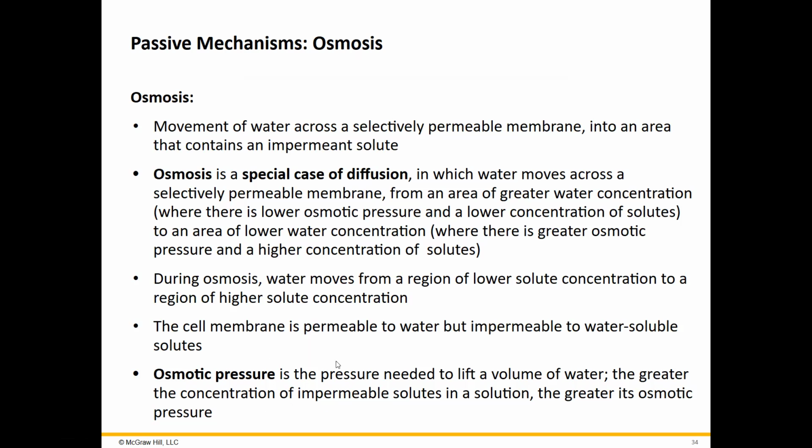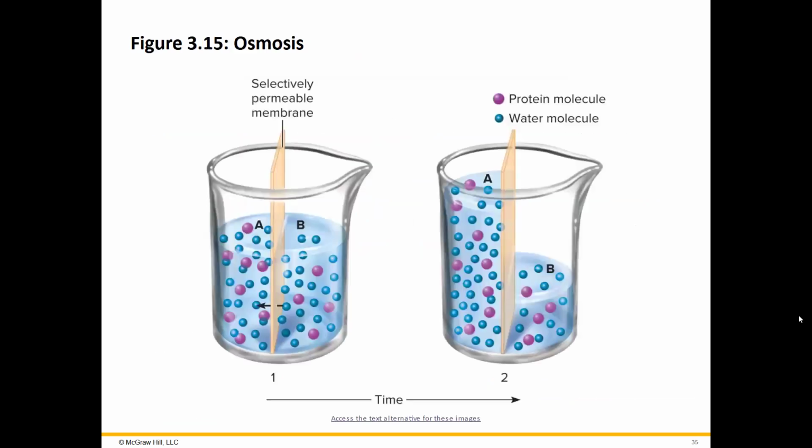So osmotic pressure is the pressure needed to lift the volume of water from greater concentration of impermeable solutes to greater osmotic pressure. So what does it look like? We have a lot of water and low solutes. So this is low osmotic pressure. We have little water and high number of solutes. This is called high osmotic pressure. We travel low osmotic pressure to high osmotic pressure. So B goes to A.